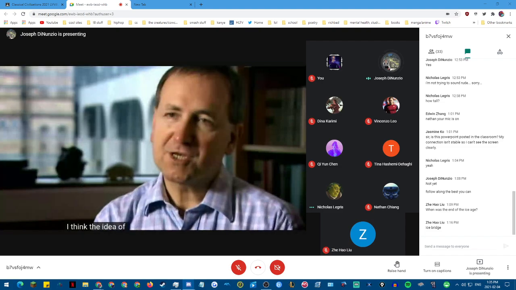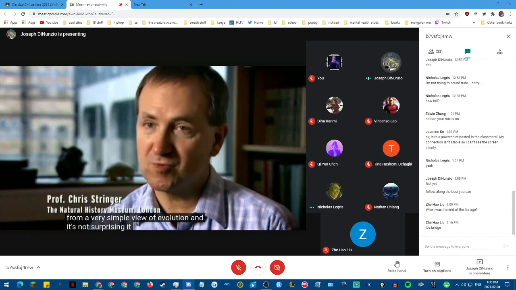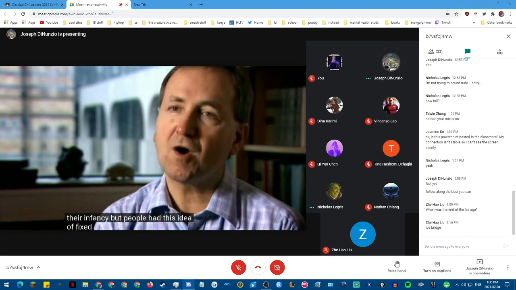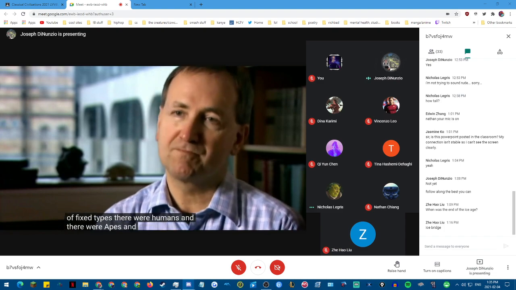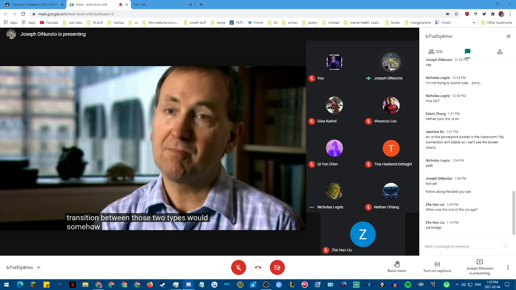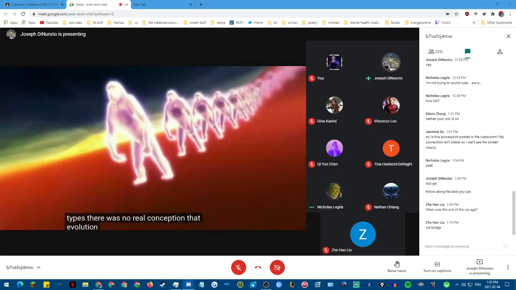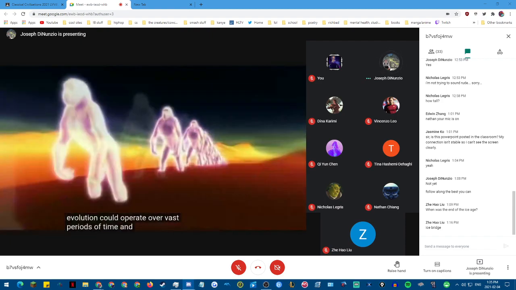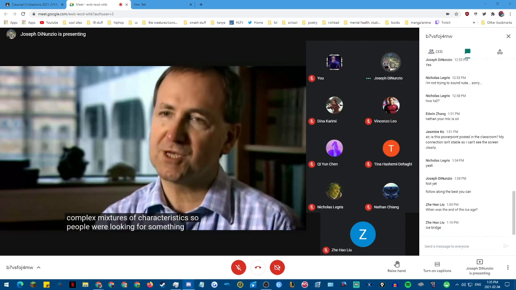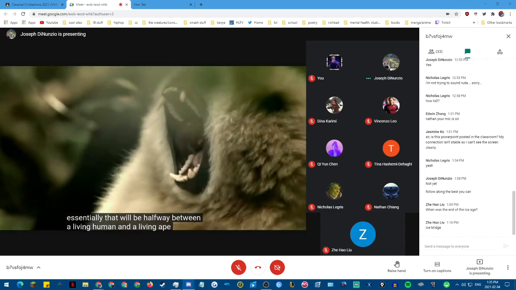I think the idea of a missing link came from a very simple view of evolution. And it's not surprising it was simple because, of course, these ideas were in their infancy. But people had this idea of fixed types. There were humans and there were apes. And an evolutionary transition between those two types would somehow combine the features of both types. There was no real conception that evolution could operate over vast periods of time, and there could be complex mixtures of characteristics. So people were looking for something essentially that would be halfway between a living human and a living ape.